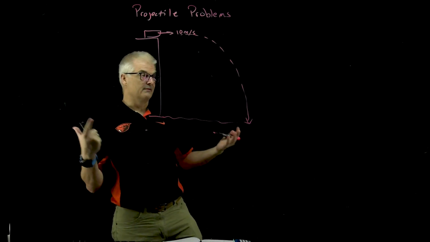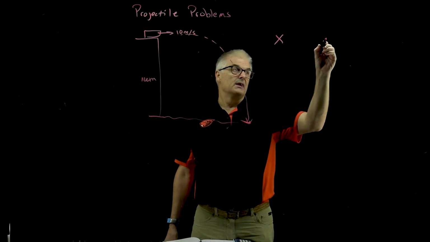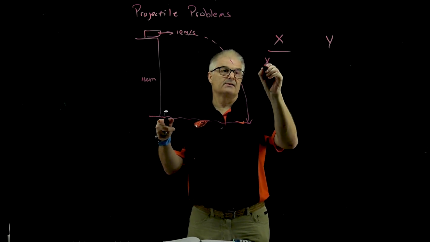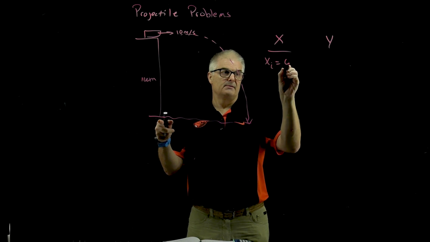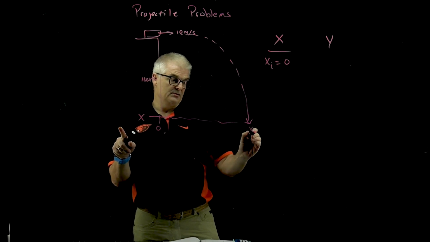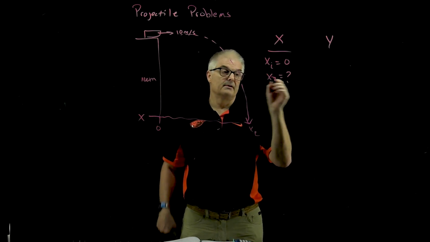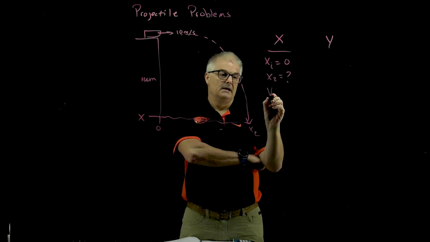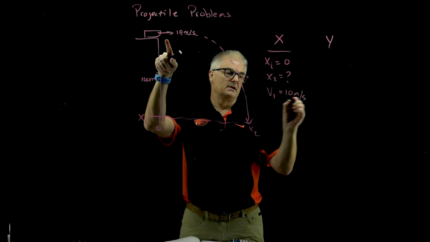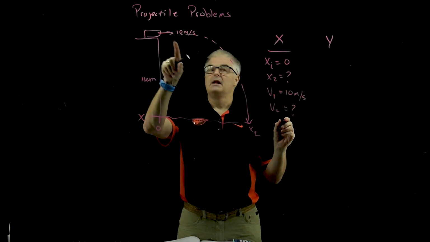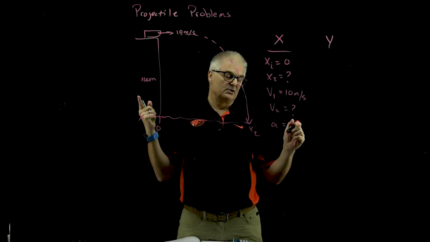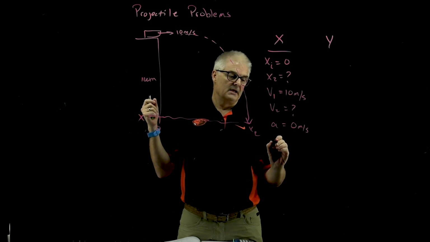But first of all, we've got to define all of our variables. We've got x variables and y variables. For x, x initial is going to be 0. We'll set this to be 0 on our x-axis, and this is x2, which we don't know. V1, the initial velocity in the x direction, is 10 meters per second. What's V2? We don't know that either. What's the acceleration? Remember, in projectile motion, acceleration in the x direction is 0. And the time, we don't know.